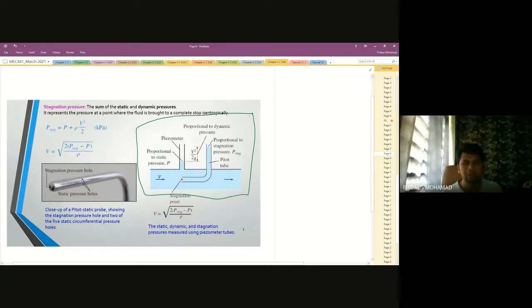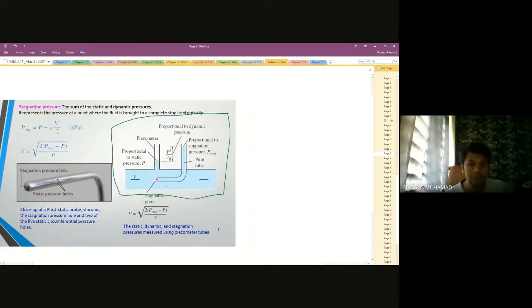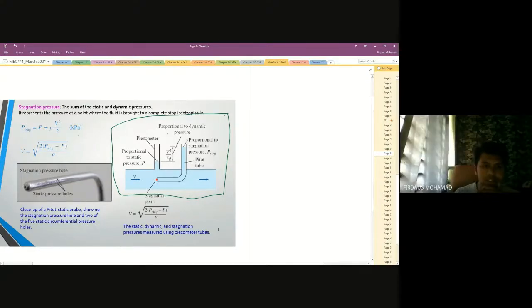Okay, so based on this diagram, we can apply the Bernoulli equation in order to find the stagnation pressure. So what is stagnation pressure? Pressure at static point. Okay, so we can find the stagnation pressure. So stagnant maknanya pressure yang apa nama ni, tak bergerak lah, static, ataupun macam mana kita nak cari that pressure based on the pitot tube.